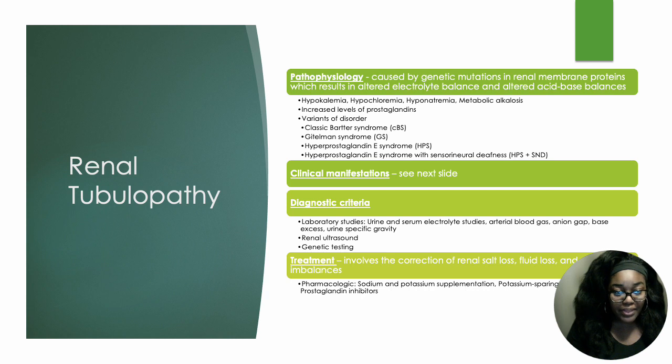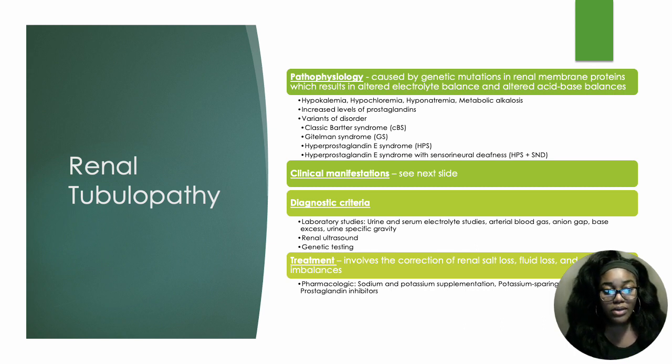There are different variants. You have classic Bartter syndrome, Gitelman syndrome, hyperprostaglandin E syndrome, but all of these lead to renal tubulopathy. As far as your diagnostic criteria, you'll look at your urine and serum electrolyte studies. You'll look at the arterial blood gases because there are acid-base alterations there. You'll look at the anion gap. You'll look at with that anion gap if there's extra bases or if there's a base there. And you'll also look at urine-specific gravity.